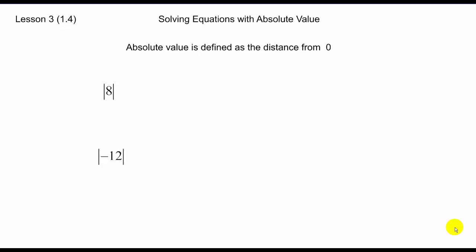In this lesson, we talk about equations involving absolute value. Now, from earlier in our math discussions, we know that absolute value is defined as the distance a number is from zero. So if we look at these two examples and ask what's the absolute value of 8, that's 8 units away from zero, so that's equal to 8. Negative 12 is 12 units away from zero. Answer: 12.